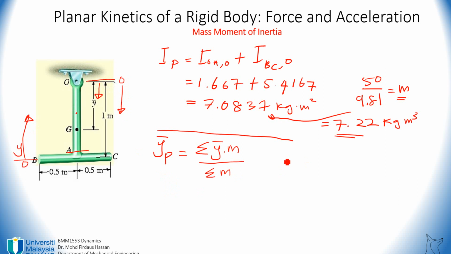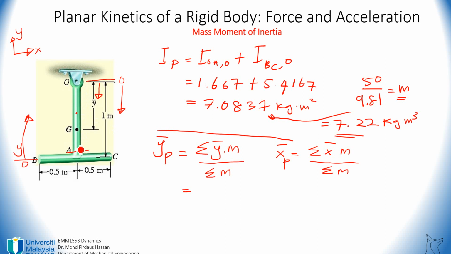You can also find the location of G in X, because this coordinate system has X and Y, correct? In the textbook it gives you only the position of G in Y coordinates. So if you want to find it in X, it is the summation of X times M over the summation of M. We do it both.